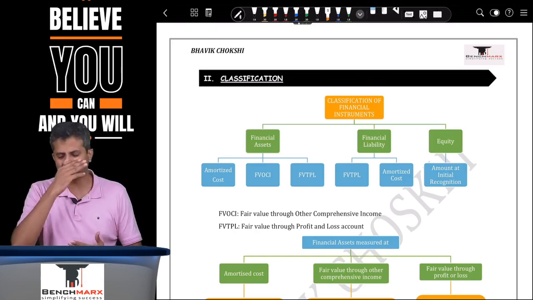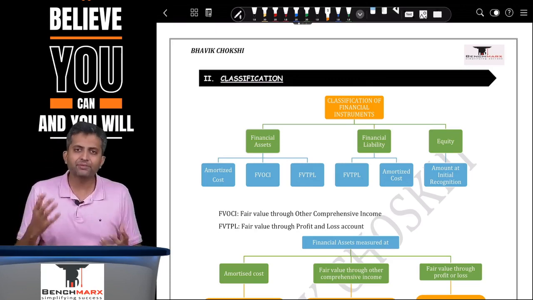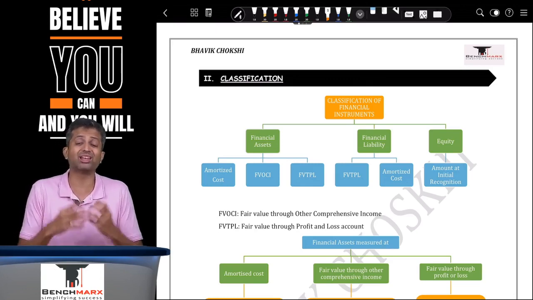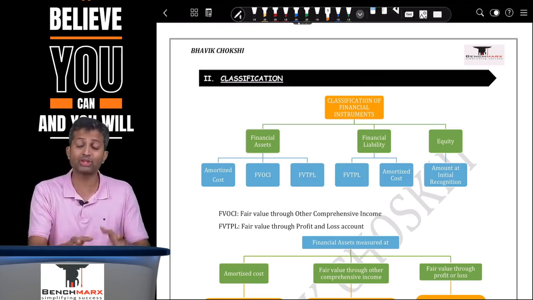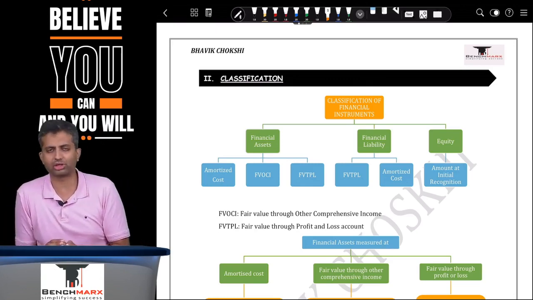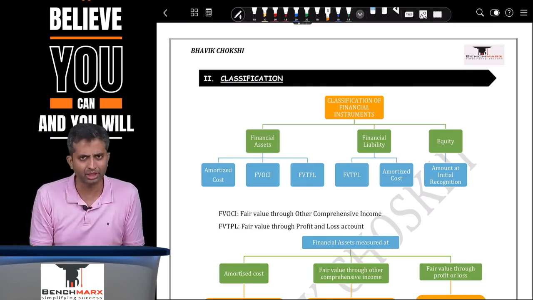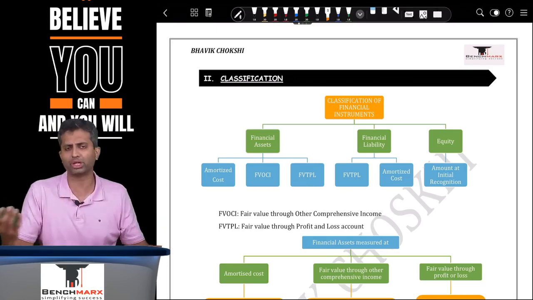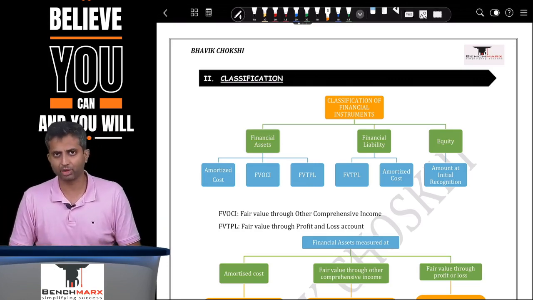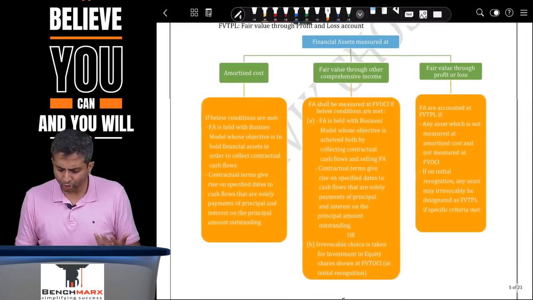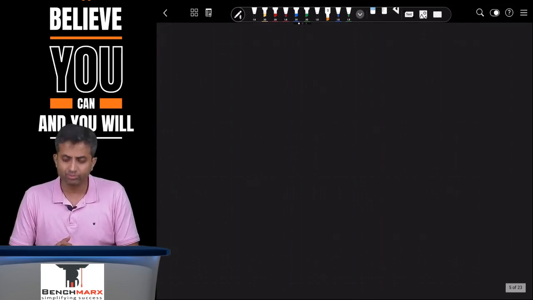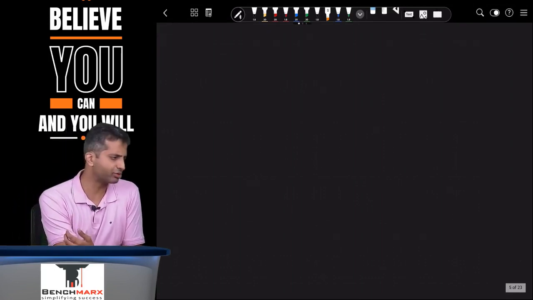Also, there is another exception which is not as important: if showing something as amortized cost or FVOCI will create an accounting inconsistency or an accounting mismatch, then you are allowed at the time of initial recognition to designate it at FVTPL. This is not very important in my opinion, but the equity option of showing it potentially at FVOCI is very important in my opinion. So these are the items which are covered under the FVOCI or FVTPL definition.